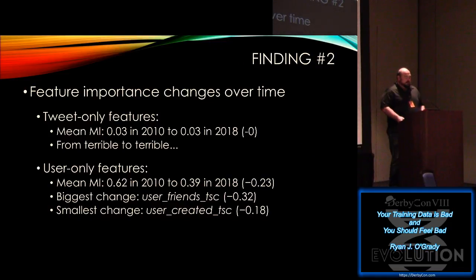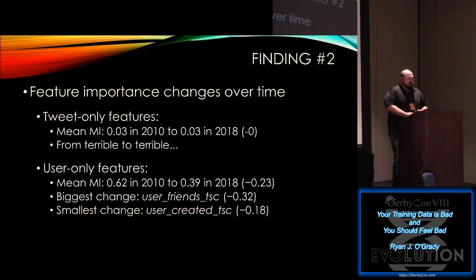Finding 2, feature importance changes over time. Again, not really shocking, but I just wanted to make it clear that if you're using the same feature set that you derived in 2010 as in 2018, your performance is going to degrade. Using the tweet-only features, performance didn't really degrade because it wasn't good to begin with, so it went from bad to bad. For the user-only features, though, we saw a significant drop from 0.62 to 0.39.